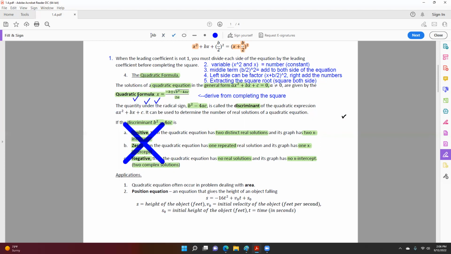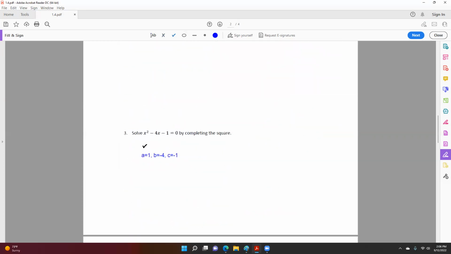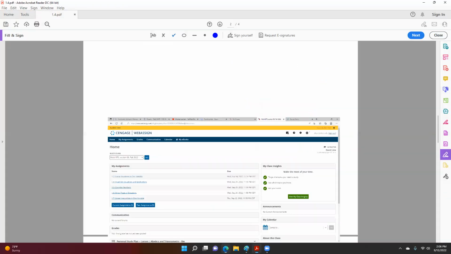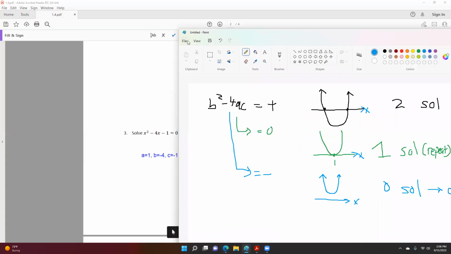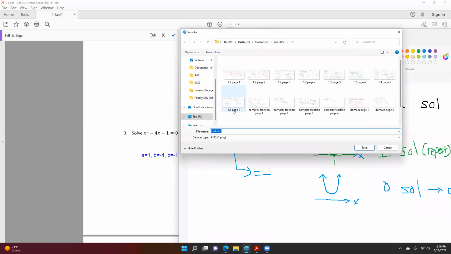And I need to teach you how to apply this, especially when you solve a quadratic equation. This is the most important piece. Now, remember question 3? So we did question 3 before.